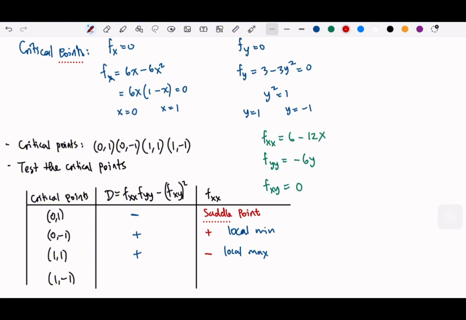So take another one, it's negative. It's positive, so it's negative. So it's already negative one more time. We get directly this is the saddle point.